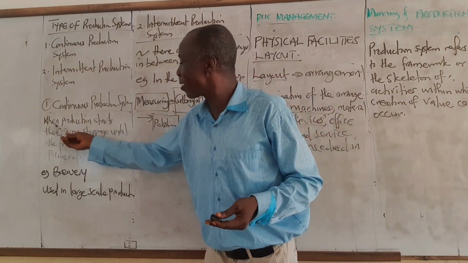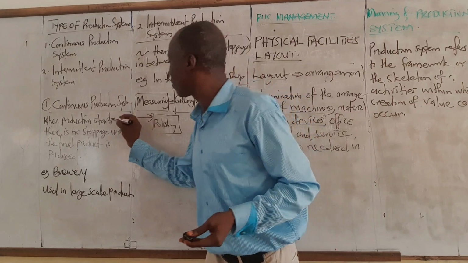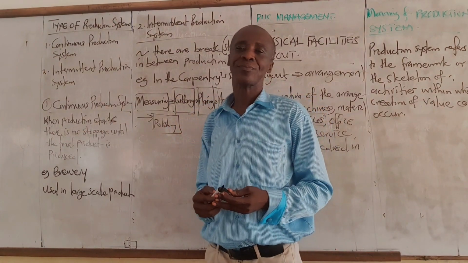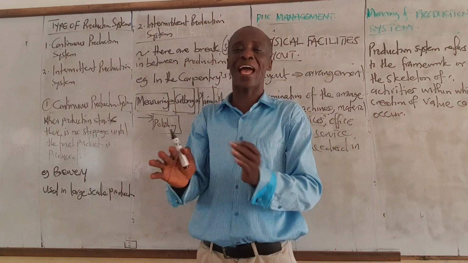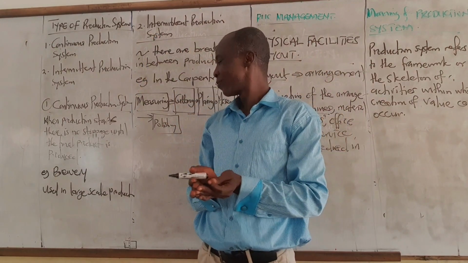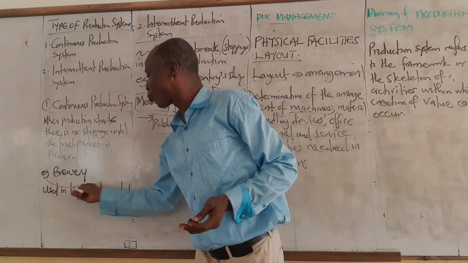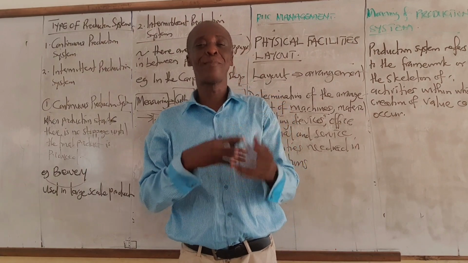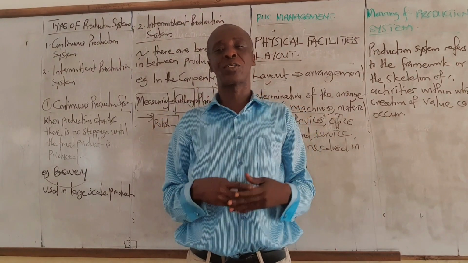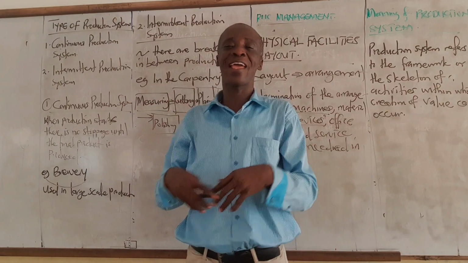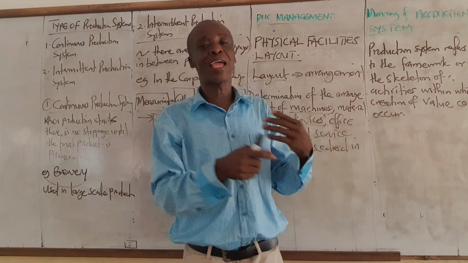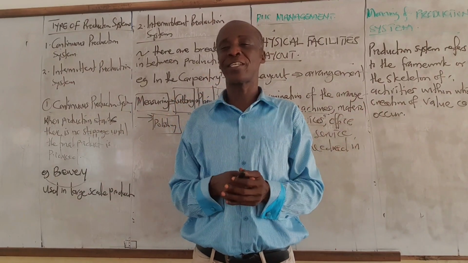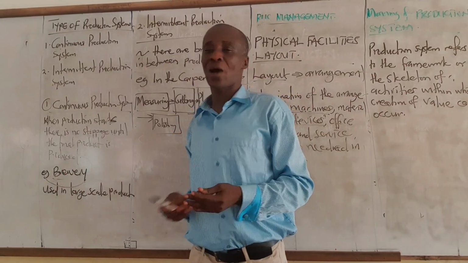So I said when production starts, there is no stoppage until the final product comes out. An example is what is used in the brewery industries, where they make malt. When you go and they are making malt, they are making beer and all those things. When they are making mineral, Fanta, Coke and all those things, they use this one.